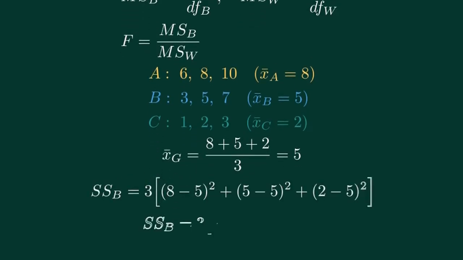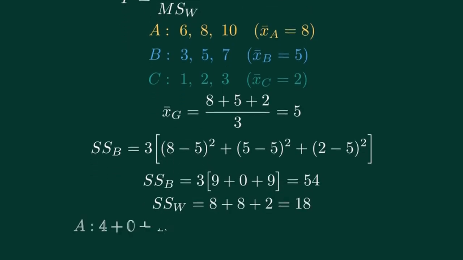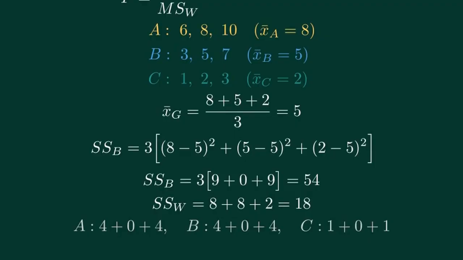Now, we compute SS sub B. Each group has n equals 3. We get the distance from each group mean to the grand mean, square it, and multiply by n. Now, SS sub W measures the spread inside each group. We sum the squared distances from each data point to its own group mean.